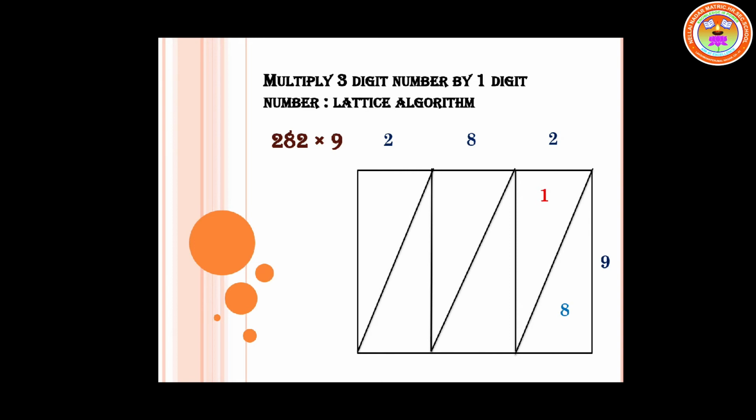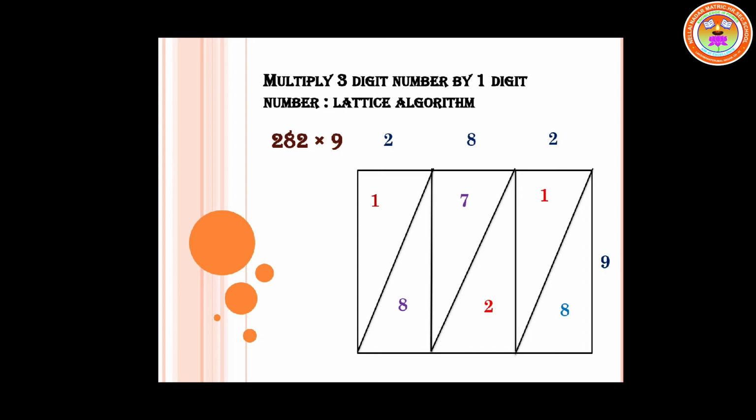Next 8 into 9. What is 8 nines are? 72. So 7 above, 2 below. The final is 2 nines are. Again it is 18. So 1 above, 8 below. So multiplication is over. Finally we have to write the numbers in the diagonal. So we have to start writing the numbers at the bottom.